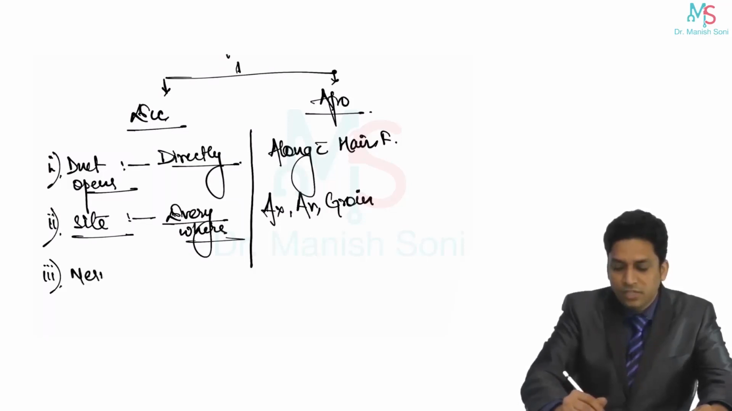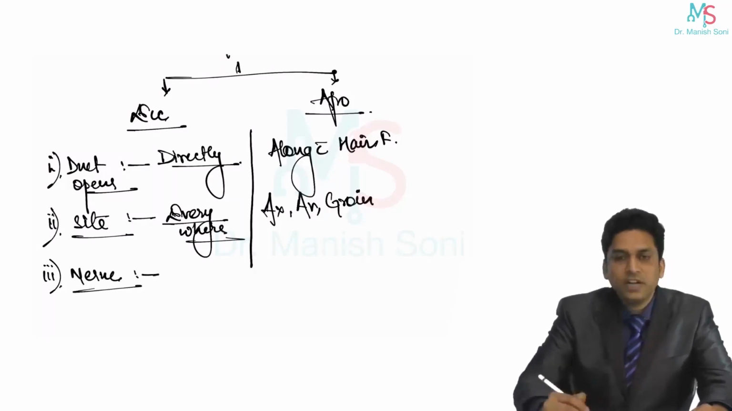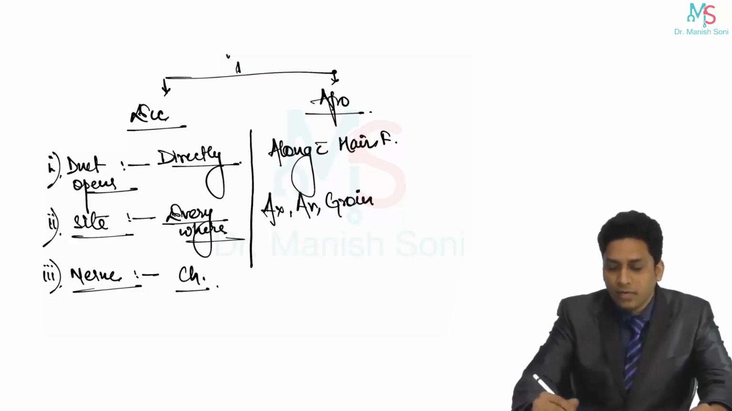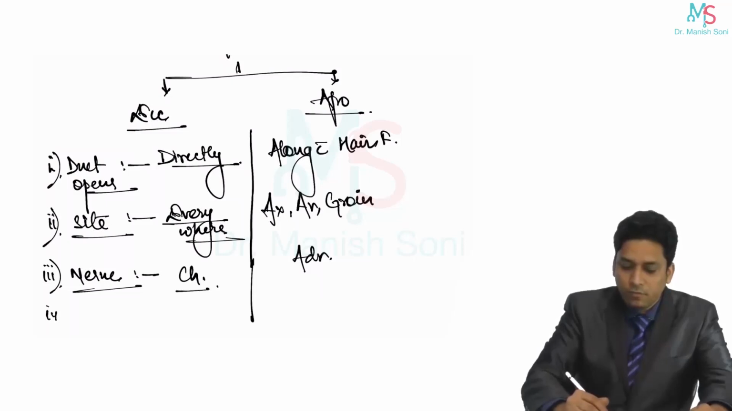If you see the nerve innervation, you will find eccrine sweat glands are under cholinergic control, while apocrine are under adrenergic control. Fourth difference is disorders.